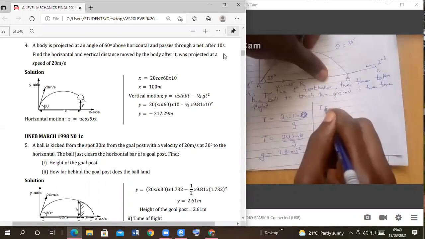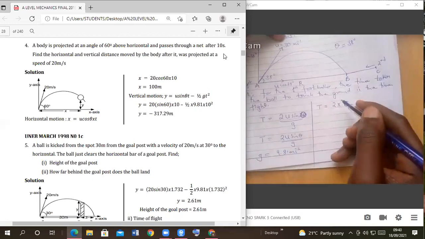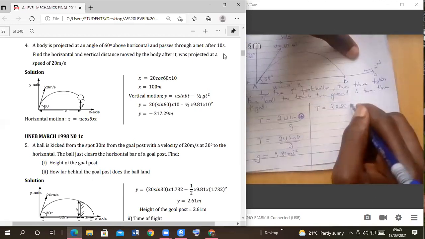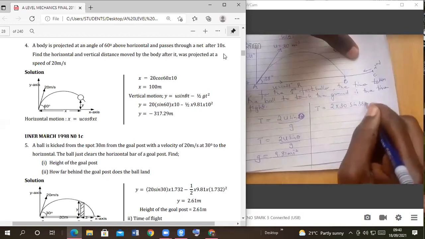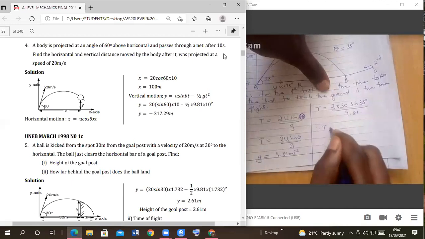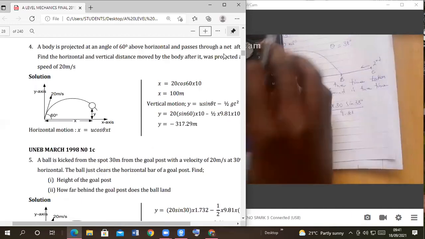So T is equal to 2 times our initial speed, which is 30, sine of 38 degrees, divided by 9.81. Therefore, our time taken will be, let's press that.